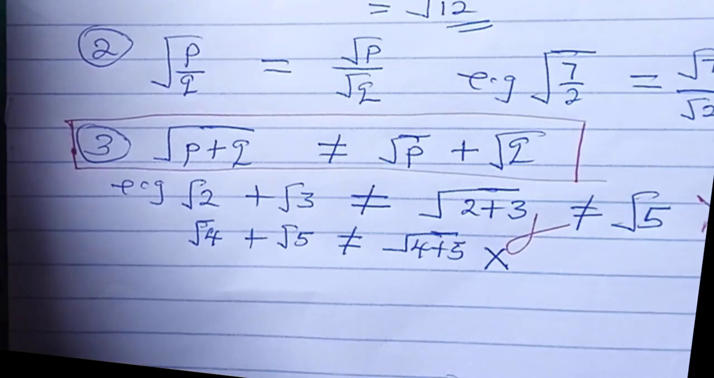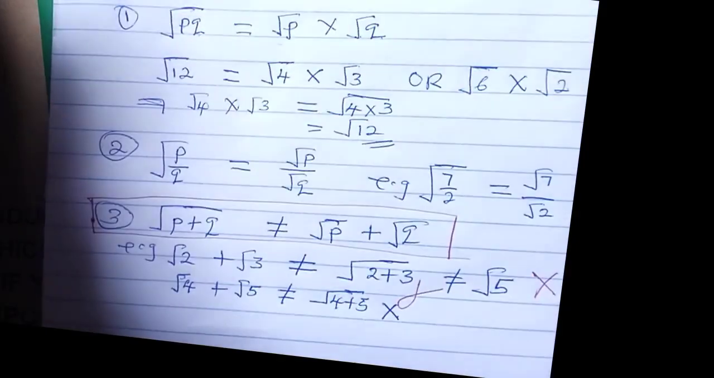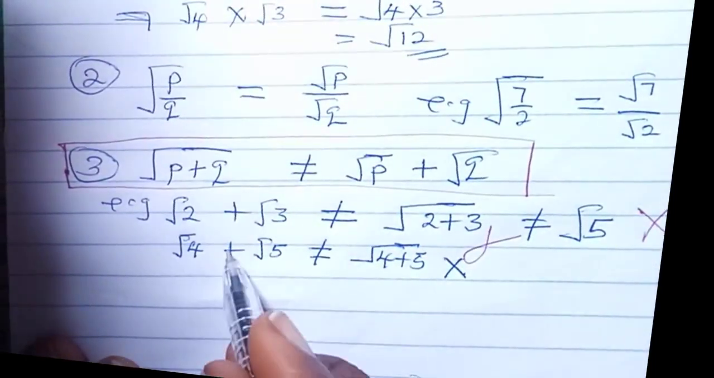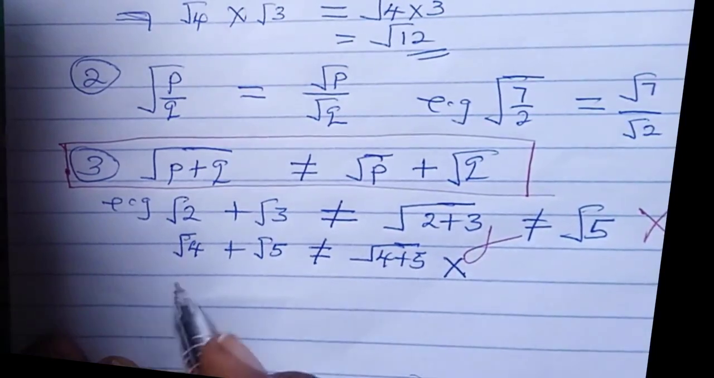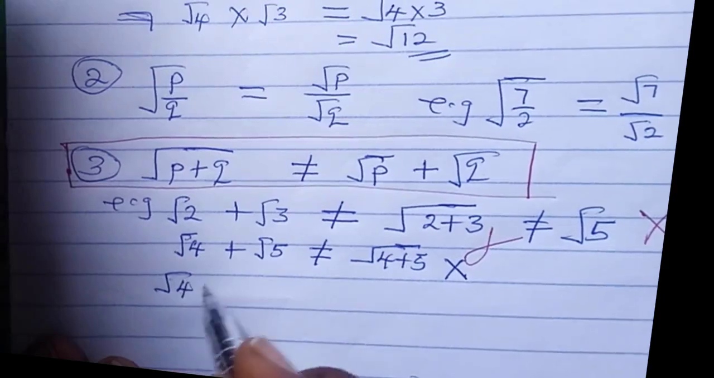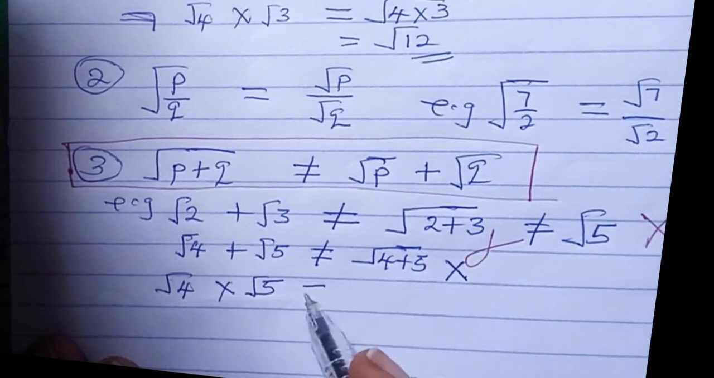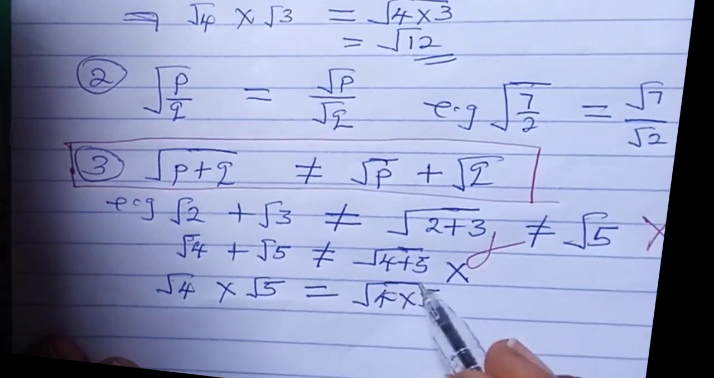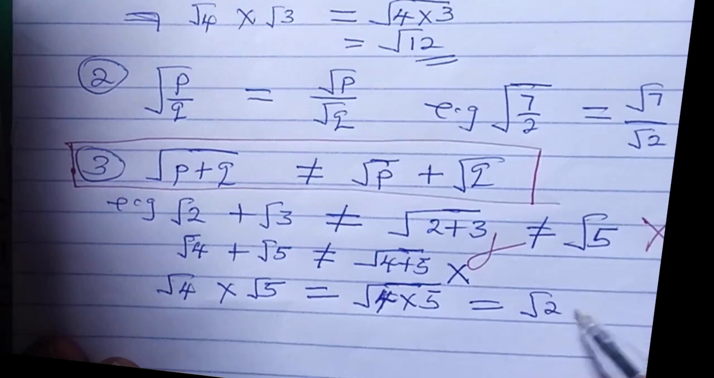Okay, but let's compare this with rule 1, which is the multiplication rule over here. Now, assuming this is times, then this can hold. Take for instance, you are given root 4 times root 5. Then it is going to be equal to root 4 times 5. This is correct. If it is times, it's correct, which is equal to root 20.